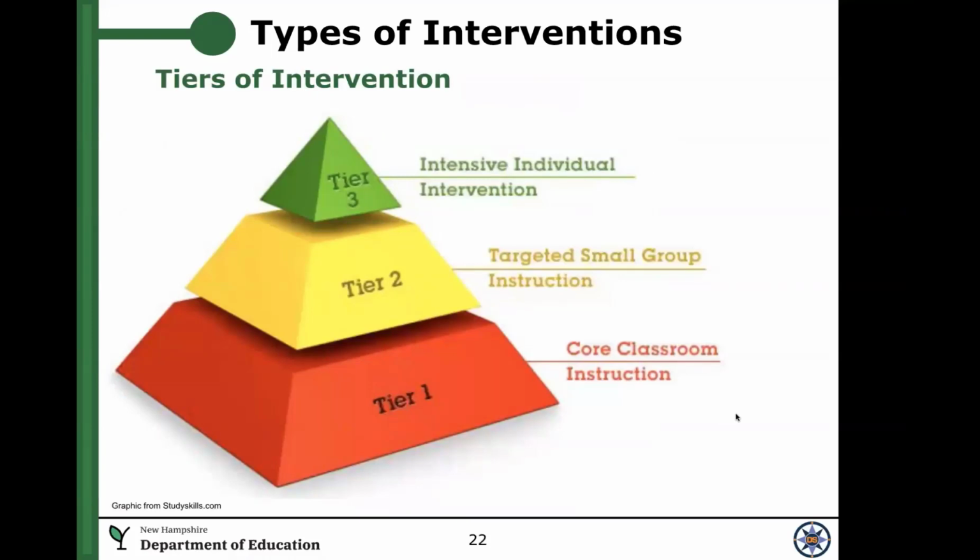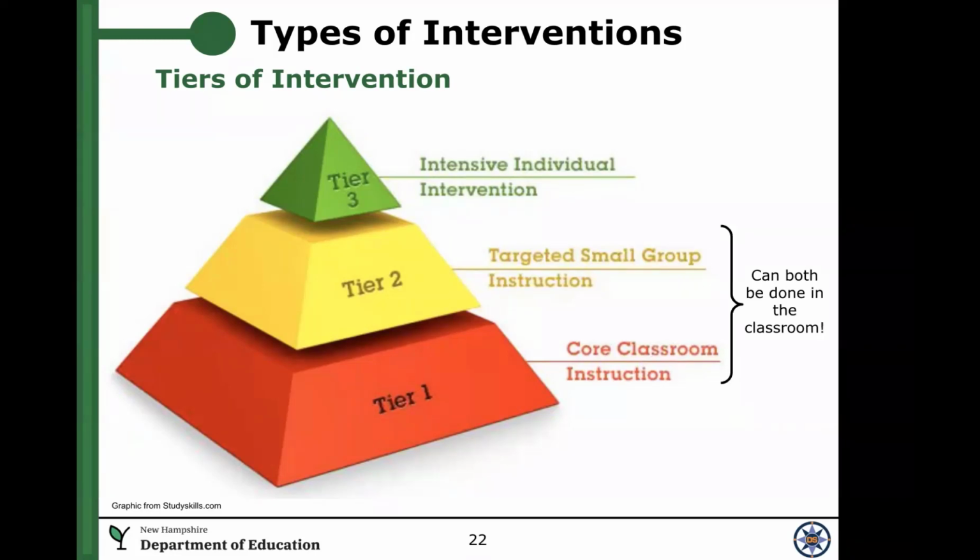And then here I was looking at the tiers of intervention. This is not news to you probably, but we have different tiers of intervention. Tier 1 is that core classroom instruction. Tier 2 is that targeted small group instruction, and tier 3 is that intensive individual intervention that students may need. Both tier 1 and tier 2 interventions can be done within the classroom. It doesn't mean that as you move off from that core classroom instruction that students have to be pulled out of your classroom.